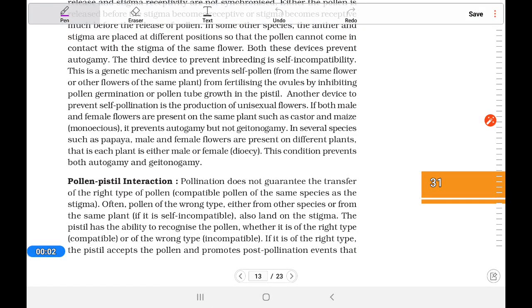Welcome to biology class. After the pollination part, now we are in the pollen-pistil interaction. In pollen-pistil interaction, you know that the pollen grain enters inside the pistil, and after that it will fertilize. So pollination, you know, is the transfer only.